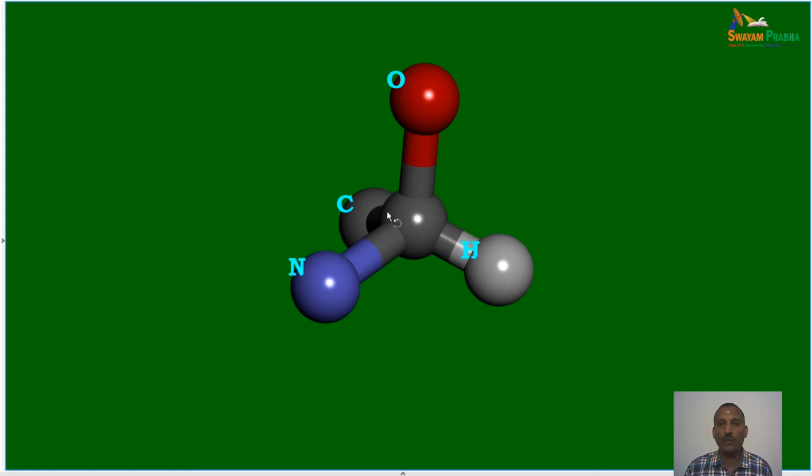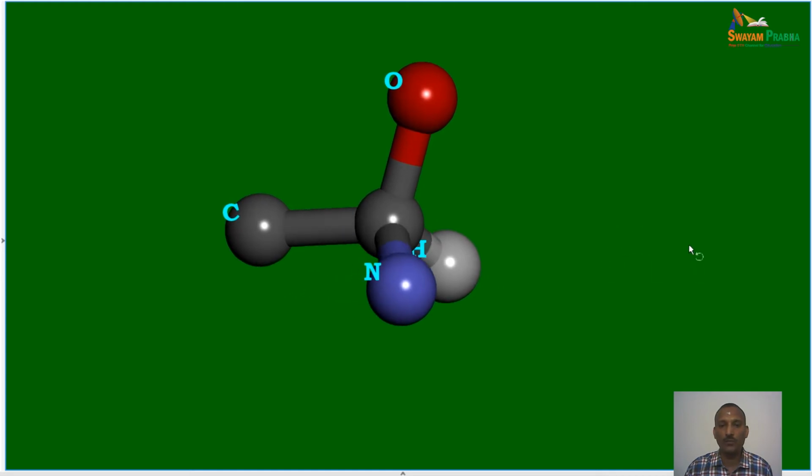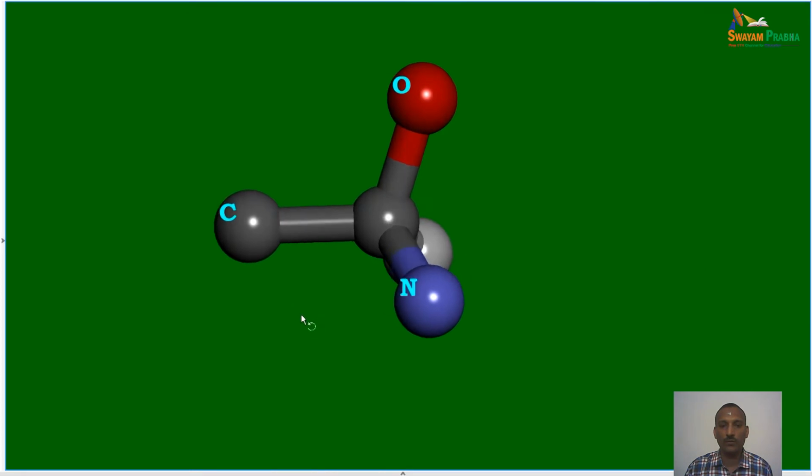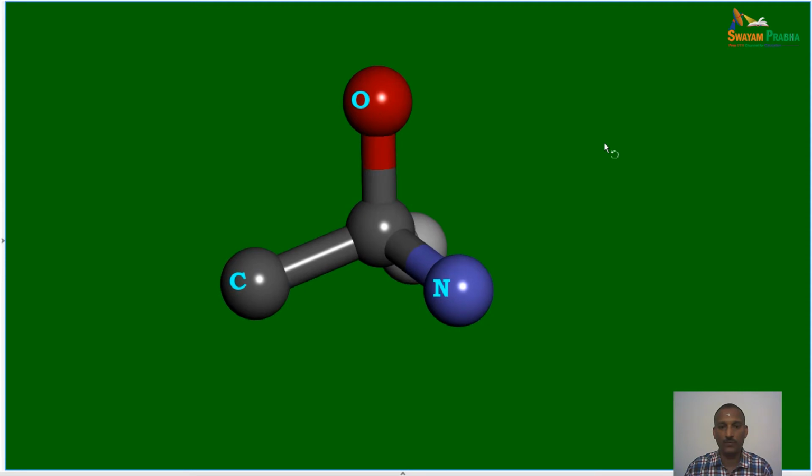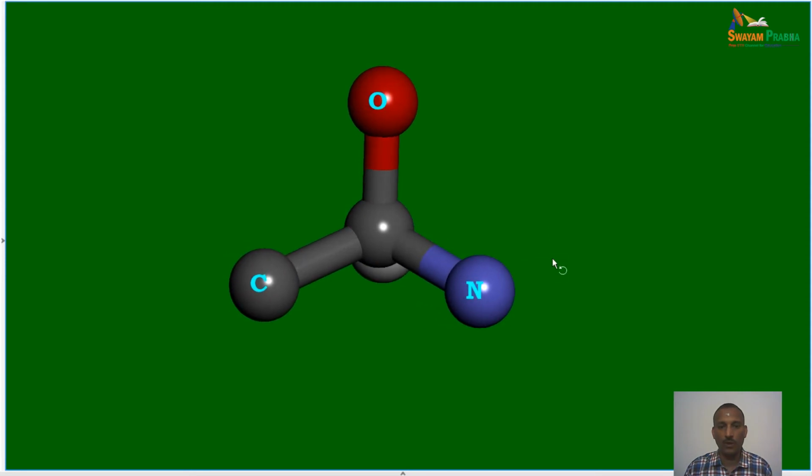If we have to do that, the best way is to rotate the molecule like this. Now what comes in the front is carbon, which comes from the back to the front. Nitrogen, which was earlier here, moved to the right, and the hydrogen which was here moved to the back. So this is how the entire molecule rotates.